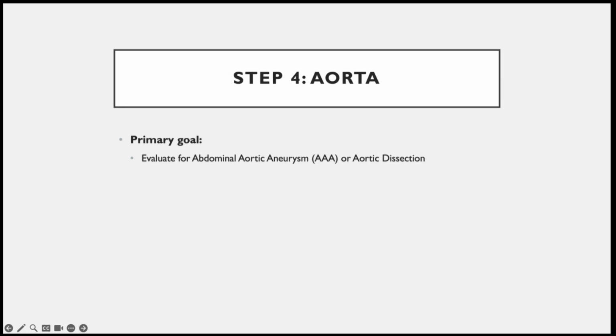The next part of the assessment is looking at the aorta. For this, you'll be evaluating if there's evidence of an abdominal aortic aneurysm or aortic dissection. You'll be looking at the aorta in the transverse orientation, looking at it at 4 different levels: just below the heart, suprarenal and infrarenal, and just before the iliac bifurcation.